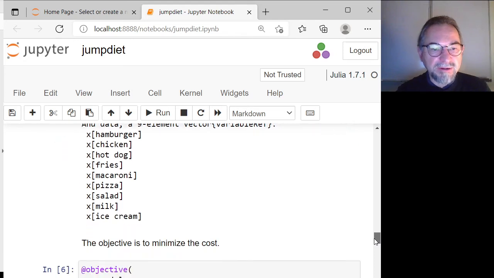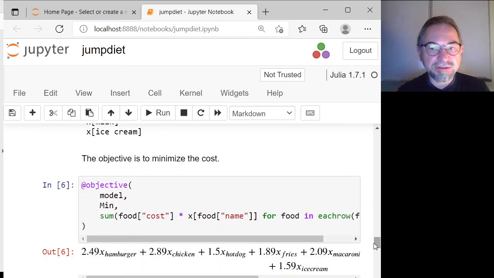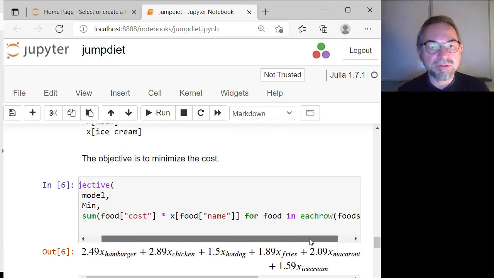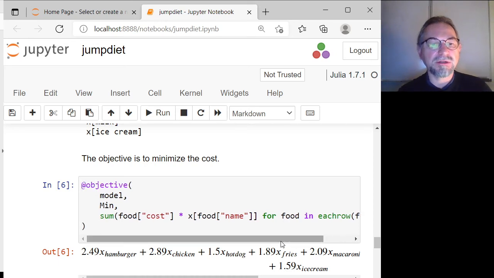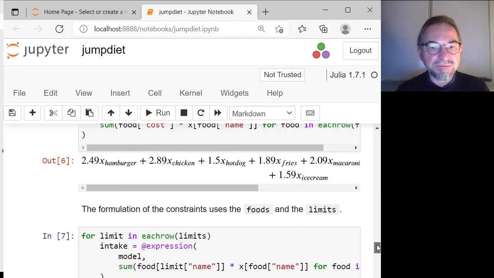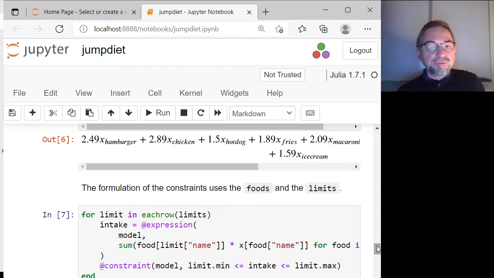Okay, so we have our 9 variables, and then we have the objective function. So you see it's also a modeling language, but very closely following the Julia syntax. So then we get to our constraints, for which we use the nutrient profiles in the foods data frame, and then we also use the limits. So here it gets rather technical, a little bit more technical. So we have the limits that are our constraints.